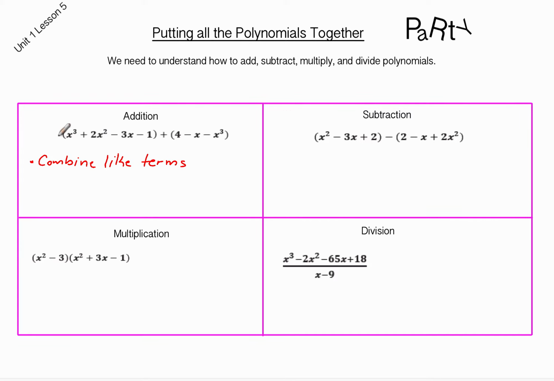That's it. So in other words, obviously, x cubed. Let's look for some more x cubes. Up, there we go. A positive x cubed and a negative x cubed cancel out. 2x squared. Are there any other 2x squareds? No. A negative 3x and a negative x gives me a total of negative 4x. A negative 1 and a positive 4 gets me a plus 3.